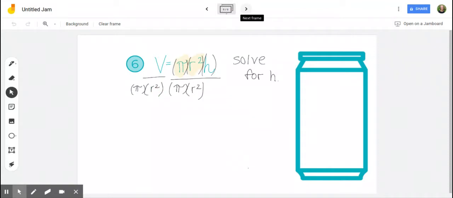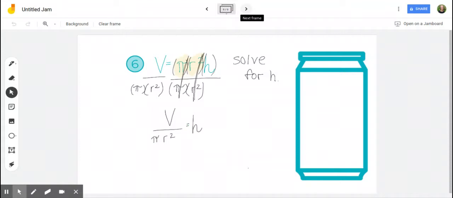Okay, so now we have our volume over pi r squared. Remember, if it helps you, put it in parentheses. That's great. That's fine. On the right-hand side, your pi's cancel out. Your r squares cancel out. And we're left with h. Maybe I should move my equal sign. There we go.